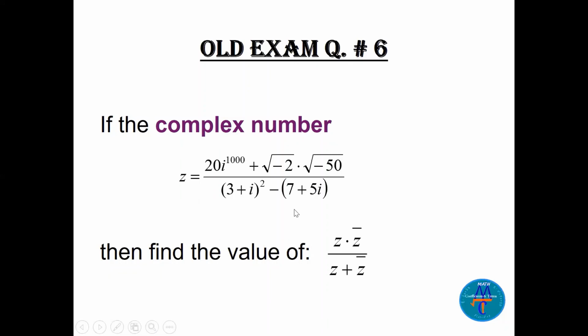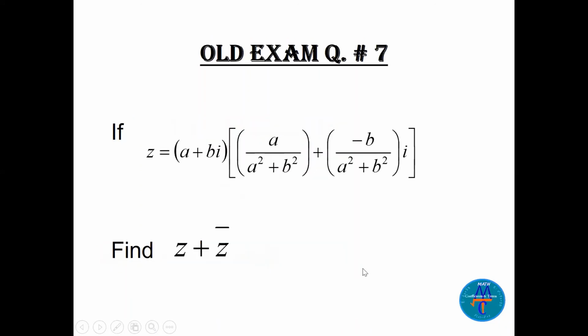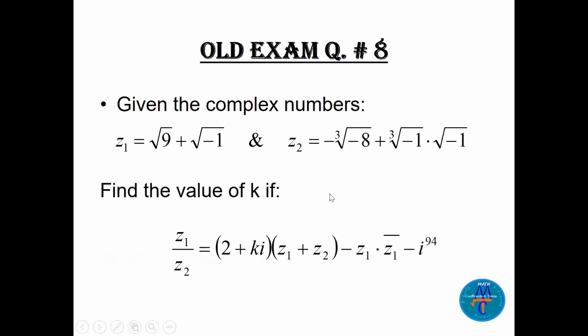Remember, this is old exam question number 6. This is Z. After you finish it, you have to find Z times Z bar divided by Z plus Z bar. I wish you all success in number 6. Number 7, this is all Z, find Z plus Z bar, only the addition. Very nice, there are A and B variables here, you can check. And number 8, we have Z1 is this, Z2 is this.